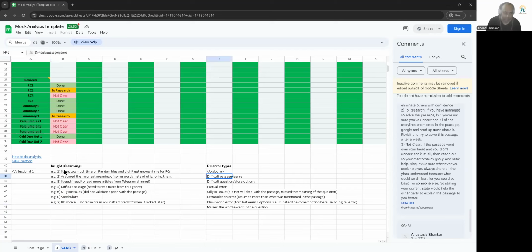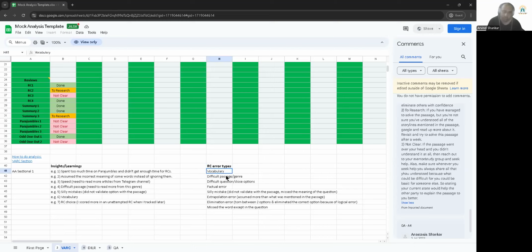RC error types. These are insights and learnings. You keep on, after every test, you keep on writing them down. So this is for A sectional 1, you've written it down. Then you copy it and you put it down for A sectional 2 or whatever other test you're taking. Over a period of time, you'll see, oh, patterns are emerging. This is my safe spot and this is my unsafe spot. And different error types that can happen in RCs or different insights, reviews that you can have for RC.